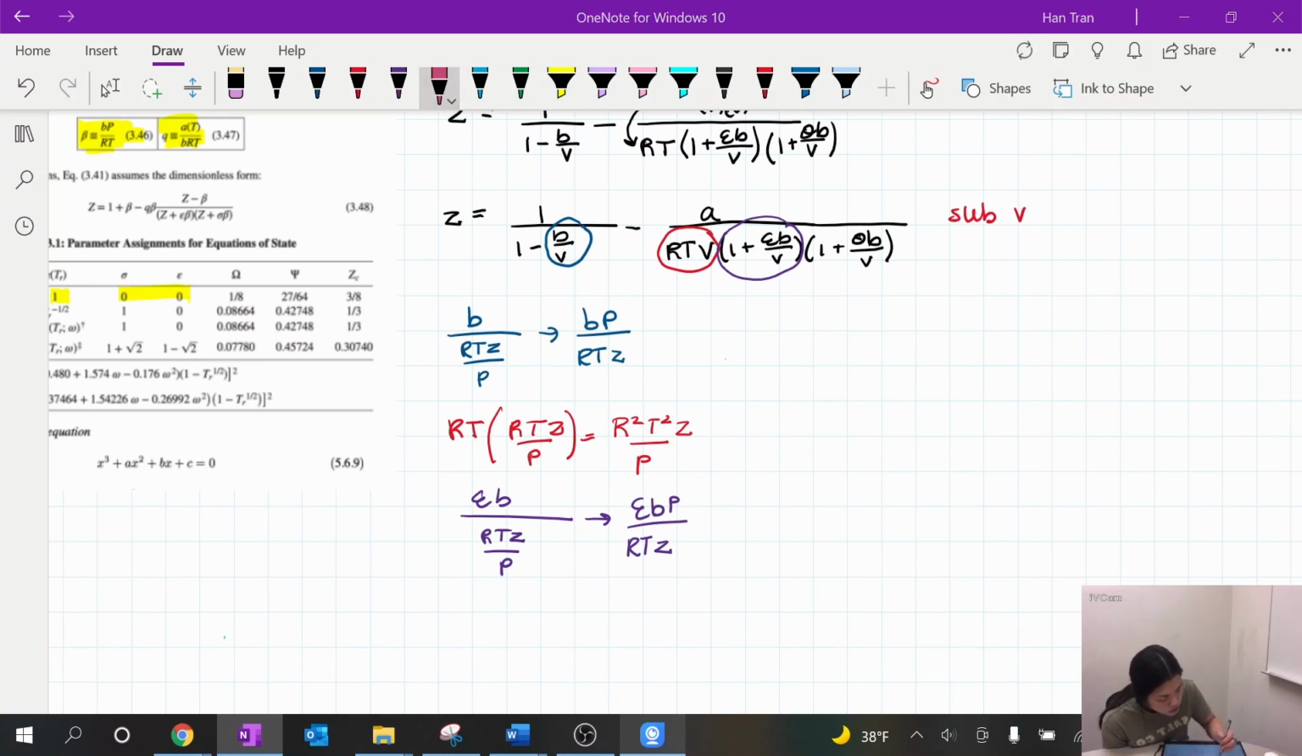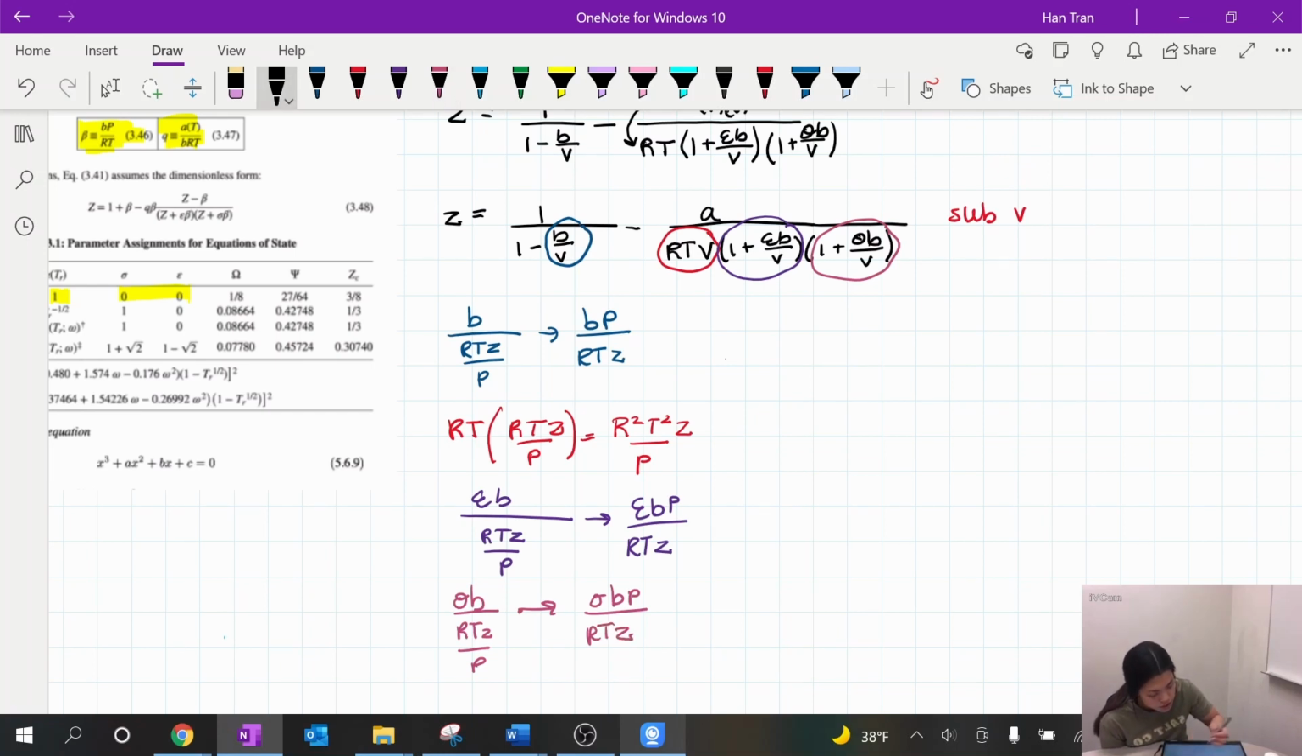And then moving on to the last specific volume we have over here that we have to substitute in, we're going to have sigma B divided by the specific volume, so that's going to be divided by the gas constant R times temperature times the compressibility factor divided by pressure. Again, it's multiplying by the reciprocal, so that's going to give us sigma B times pressure divided by the gas constant R times temperature times the compressibility factor.